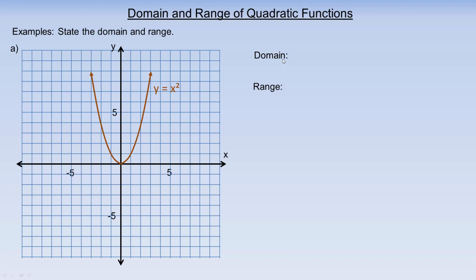So domain, first of all, these arrows mean that the graph does keep on going up and to the right forever, and here up and to the left forever. And so the domain is any real number, and that's why I also included the equation here, because the domain is the set of x values you can possibly substitute into the equation if you have it.